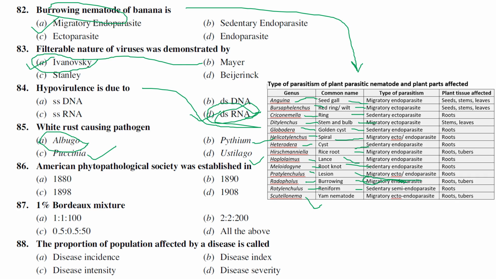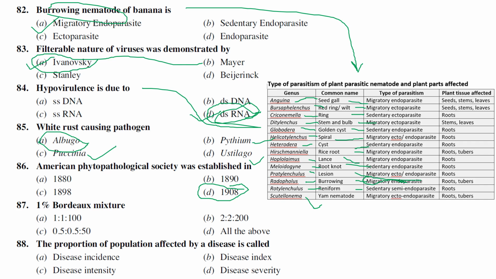Next one is: the American Phytopathological Society was established in which year? It is one of the largest societies in the world. The American Phytopathological Society was established in the year 1908. It is the largest society. But when it comes to the oldest society, the Netherlands Society of Plant Pathology is the oldest, which was established in 1891.